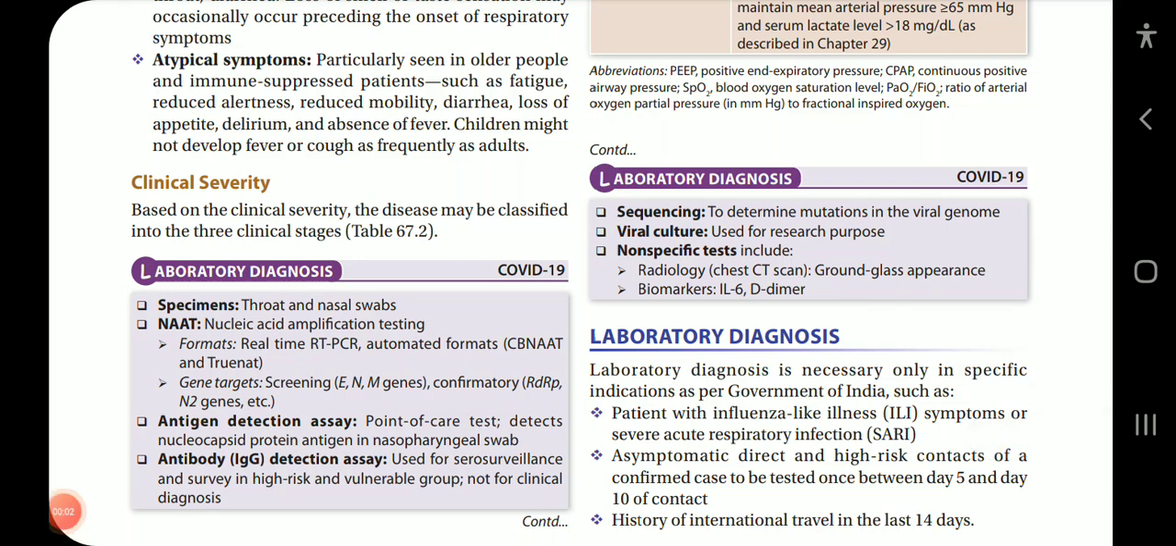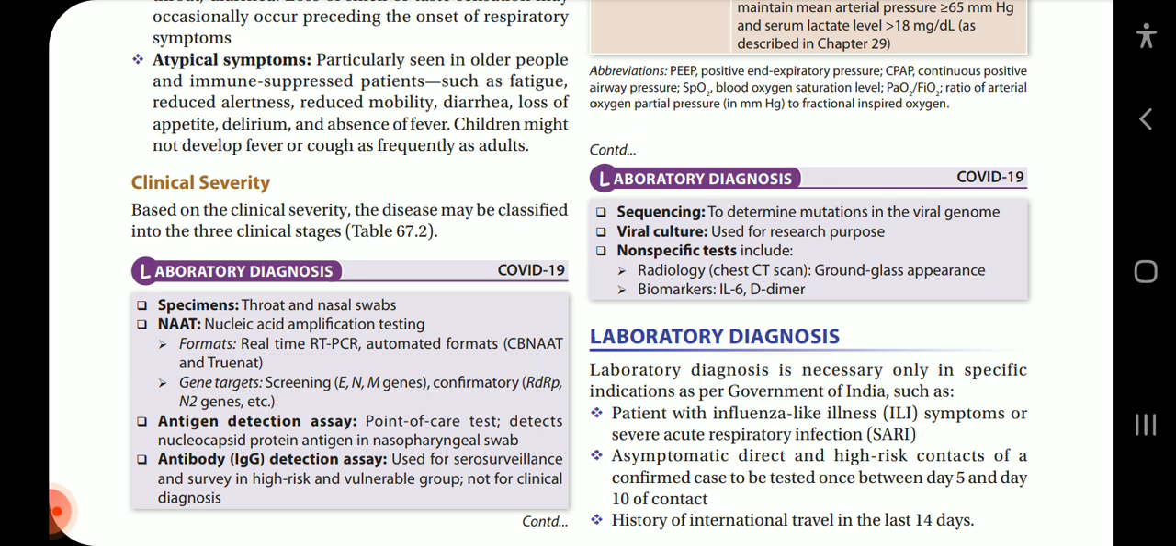Now continuing with the lab diagnosis of COVID-19, specimens that are to be used are throat and nasal swabs. NAT, nucleic acid amplification testing, can be done. Formats are real-time PCR, RT-PCR, and automated formats like CBNAAT and TrueNat. Gene target screening uses the E, N, and M genes, and confirmatory targets are RdRp, RP, and N2 genes.